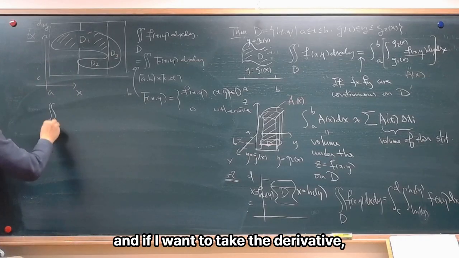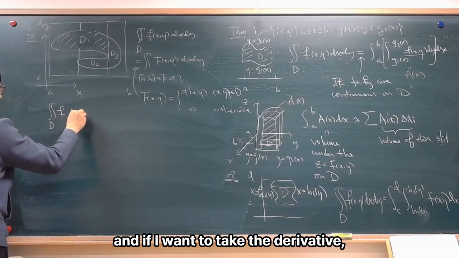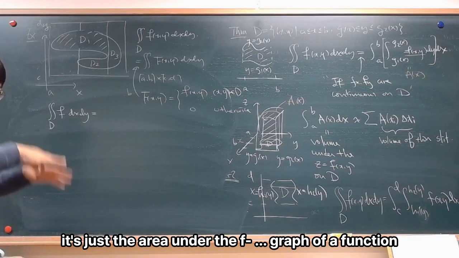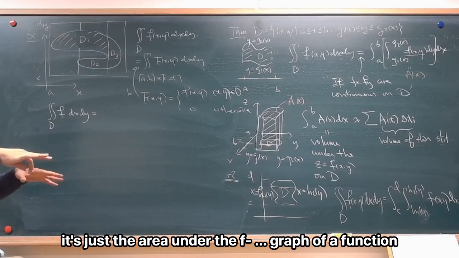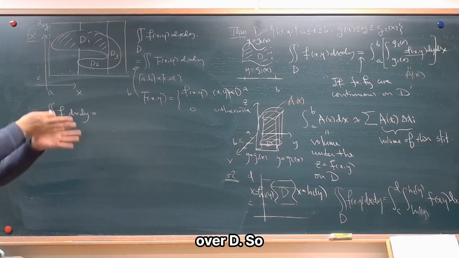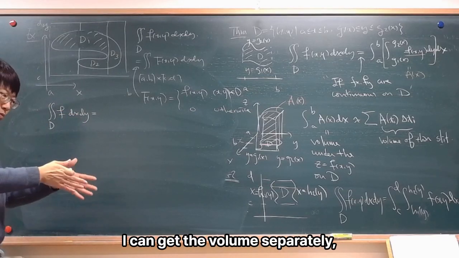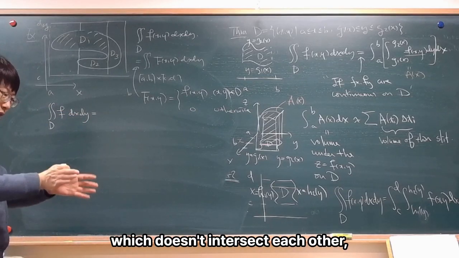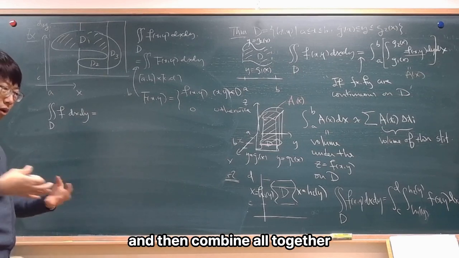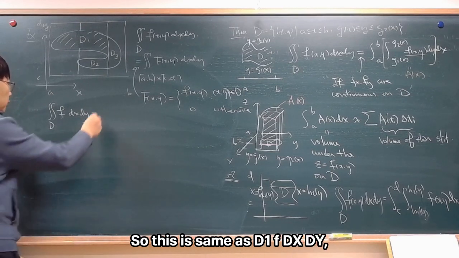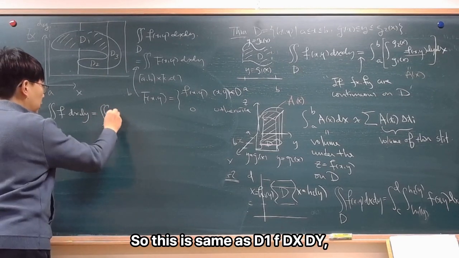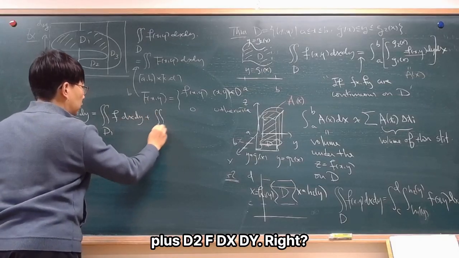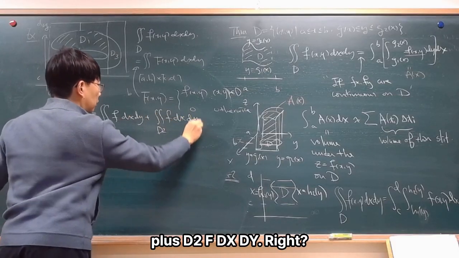And if I want to take the double integration over D, it's just the volume under the graph of the function over D. So I can get the volume separately, 3 different volumes which don't intersect each other, and then combine them all together to find the total volume. So this is the same as the integral over D1 of f dx dy plus the integral over D2 of f dx dy, and so on.